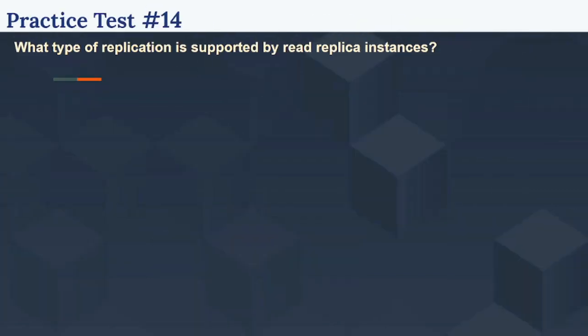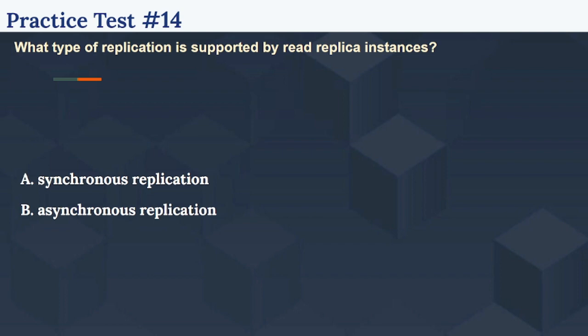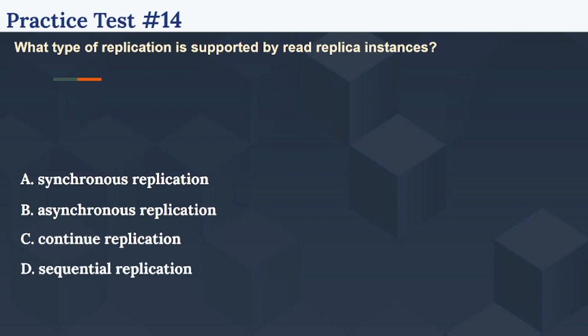So the 14th question is, what type of replication is supported by read replica instances? So the options are: Option A, synchronous replication. Option B, asynchronous replication. Option C, continuous replication. Option D, sequential replication. Please select your answer in the next 5 seconds. 5, 4, 3, 2, 1.